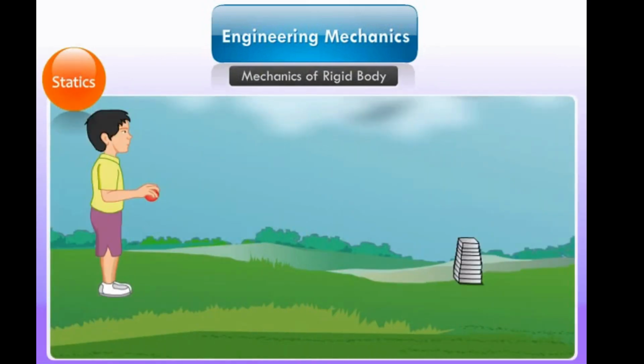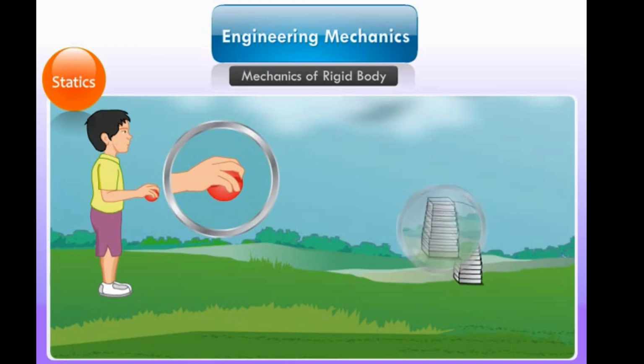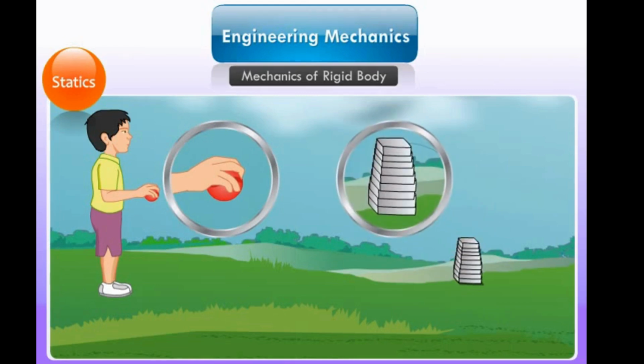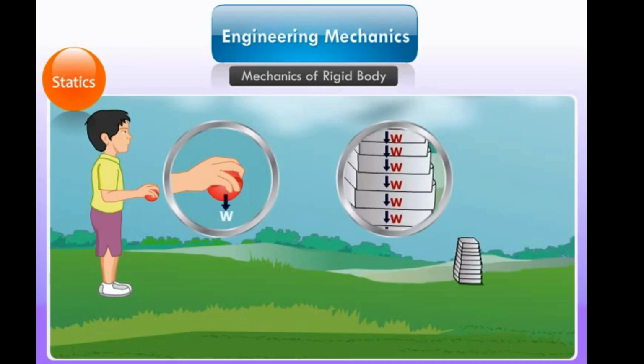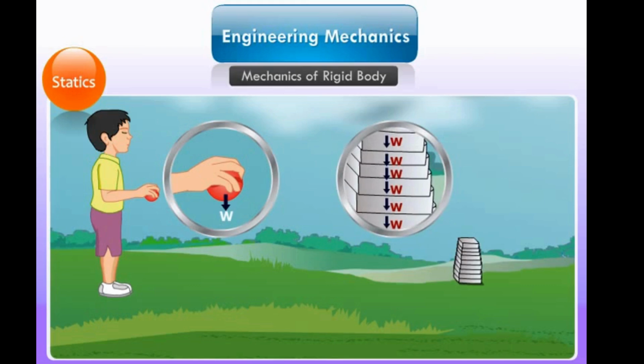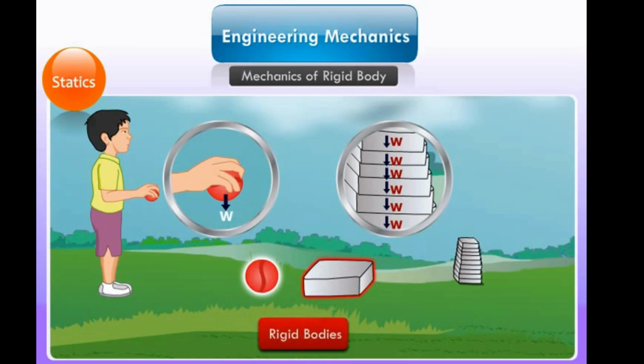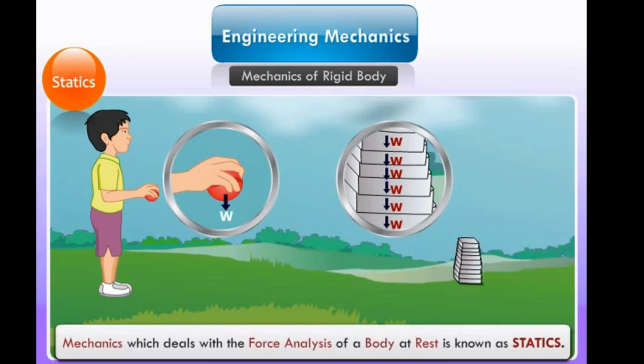Do you remember this game which you must have played in your childhood days? In this example, as we can see, the ball is at rest in the boy's hand, and the stones, which are piled up one after the other, are also at rest with their weights acting downwards. Over here, when we neglect the deformation of the ball and the stones, then they are referred to as rigid bodies. The mechanics which deal with the bodies at rest is known as statics.